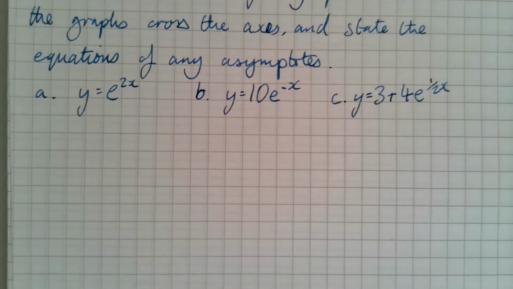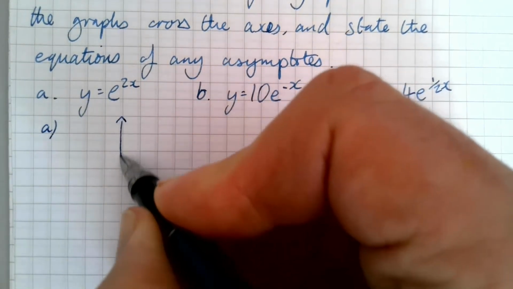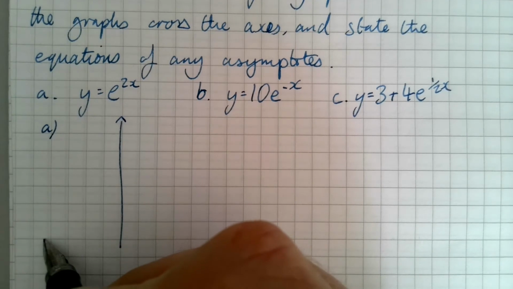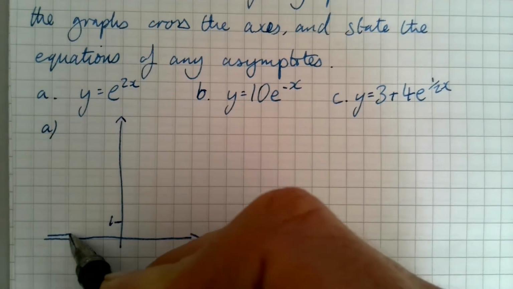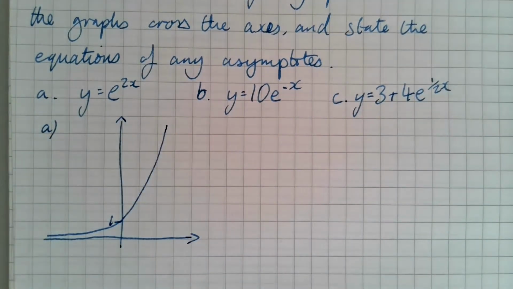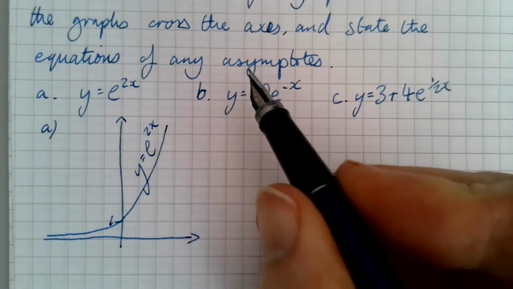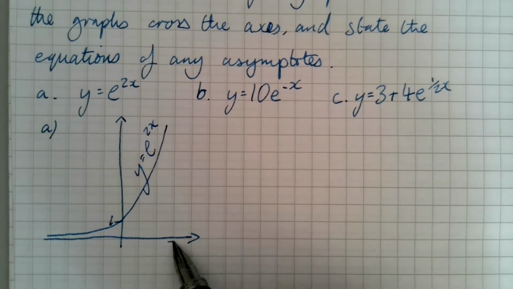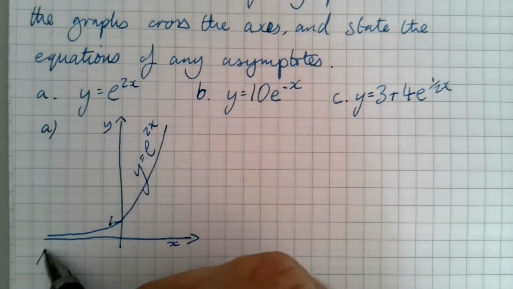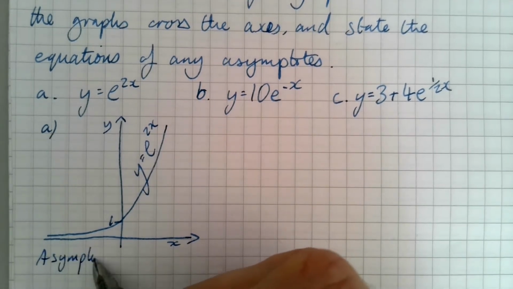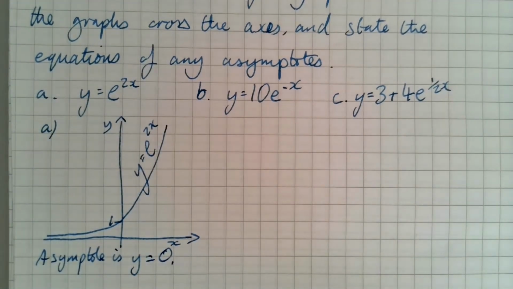So what that means is we can sketch for A, put a 1 in there, and then just need to do something like that. y equals e to the 2x, and the equation of any asymptote, well, that's going to be the x-axis, isn't it? The equation of the x-axis is the line y equals 0, so the asymptote is y equals 0.